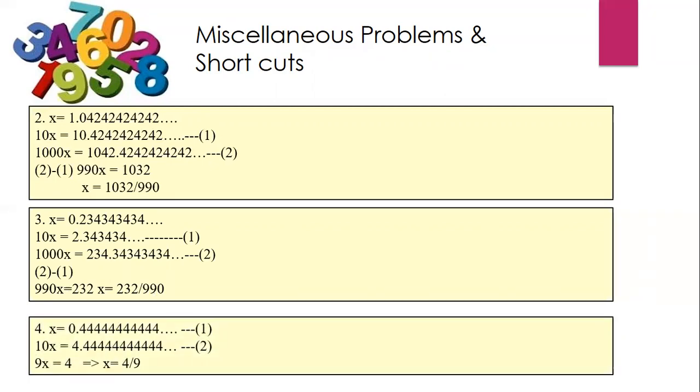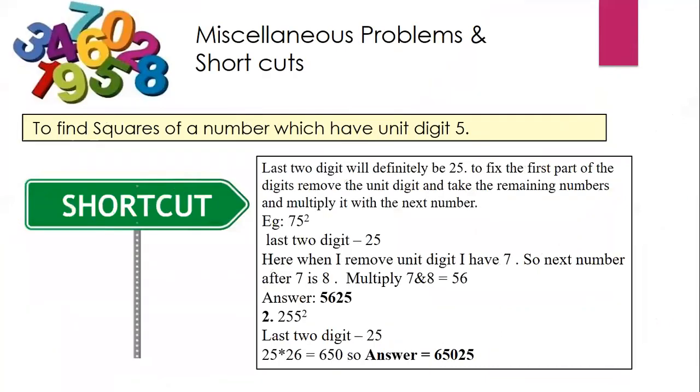x is equal to 0.444444 and so on. Since only one digit is repeating, I can multiply that by 10, or 10x is equal to 4.44444. When we subtract equation 2 and 1, we'll get 9x is equal to 4, or x is equal to 4 by 9. Right?